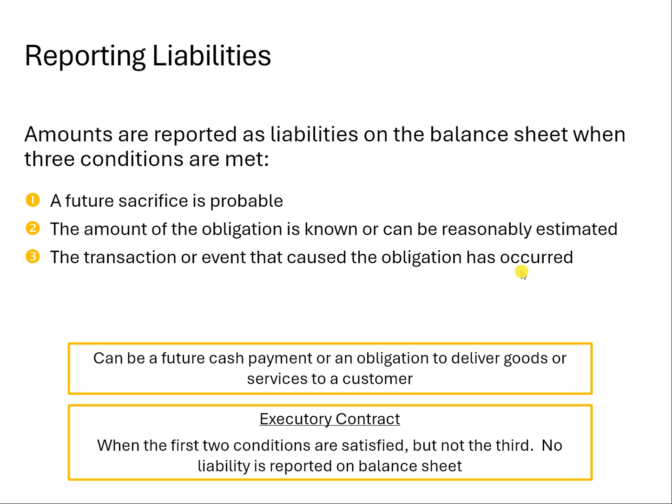I can call you, okay, say, okay, the next week I need money, so next week I will borrow $10,000 from you. Do we report any liabilities? Yes, there's future sacrifice if I borrow, right? And amount is known, but there's no historical transaction or event because it has not happened yet. So there's no liability.